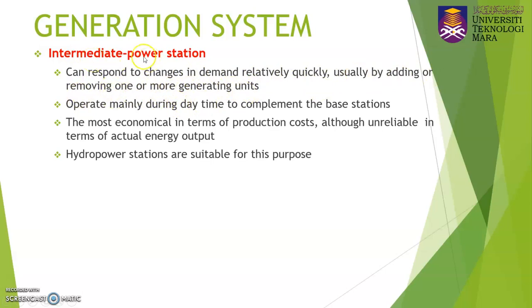Basically, the intermediate power station operates mainly during the daytime to complement the base station. Different from the base station, which operates continuously, meaning no time for shutdown, the intermediate power station only operates during the daytime. It is the most economical in terms of production cost, although it is unreliable in terms of actual energy output. For example, we can use a hydropower station as an intermediate power station.